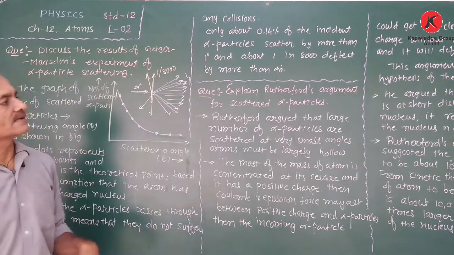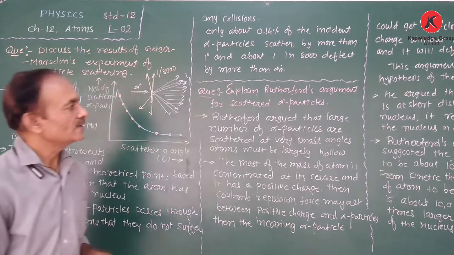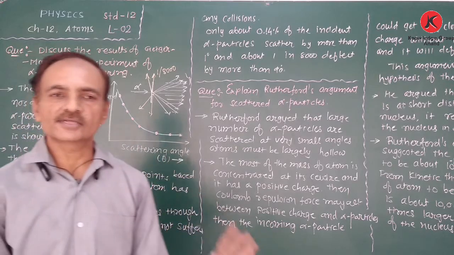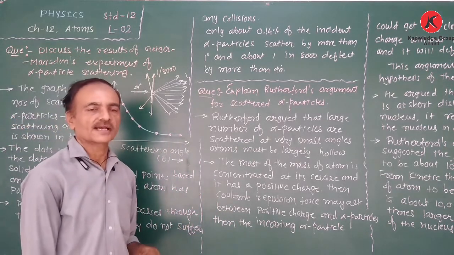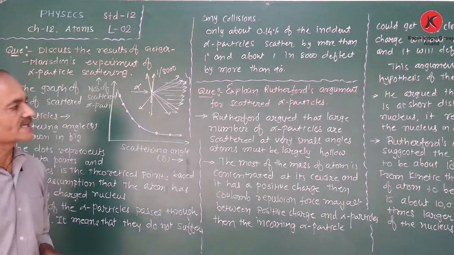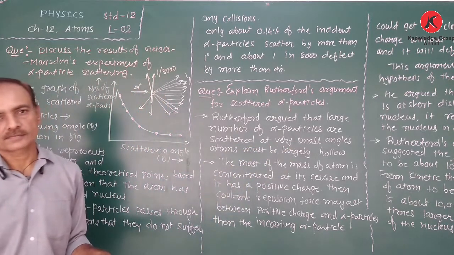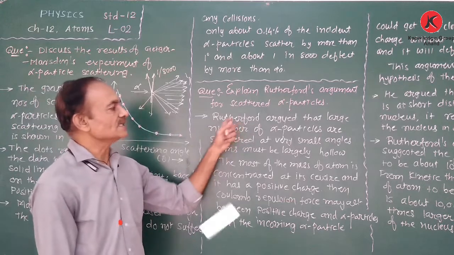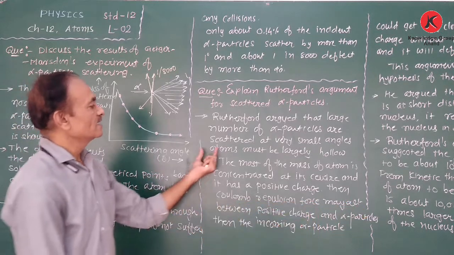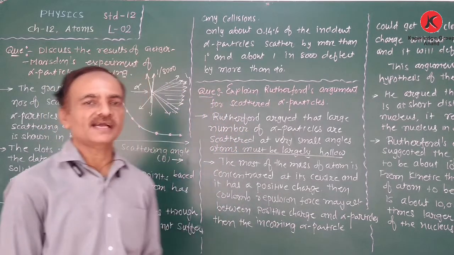Now, what are the arguments of Rutherford about the scattered alpha particles? Our next question is: explain Rutherford's argument for scattered alpha particles. On the basis of this, Rutherford suggested the nuclear model for the atom. Rutherford argued that a large number of alpha particles are scattered at a very small angle. That means the atom must be largely hollow, that is, the atom is mostly empty space and its size is very large.